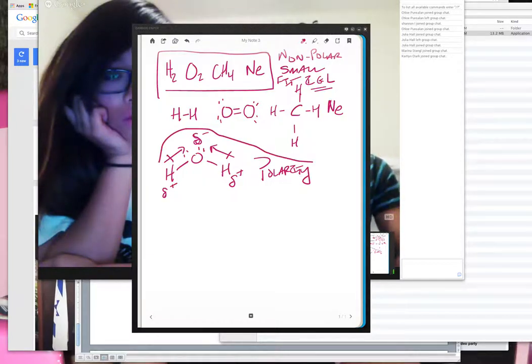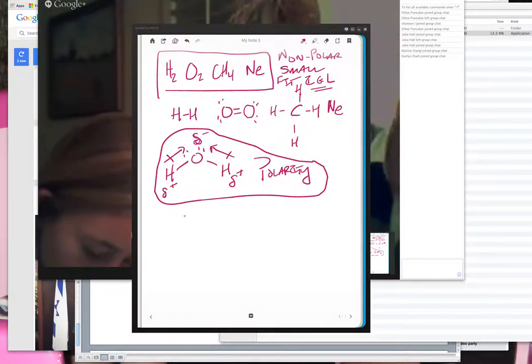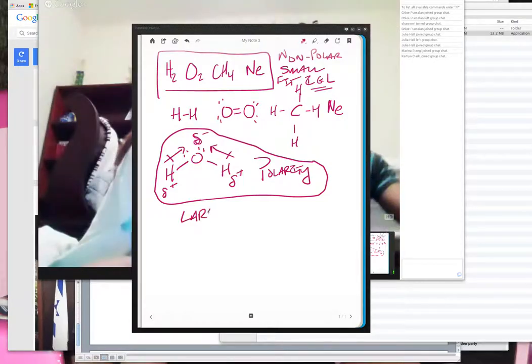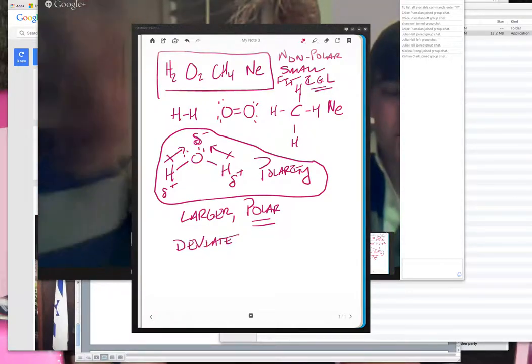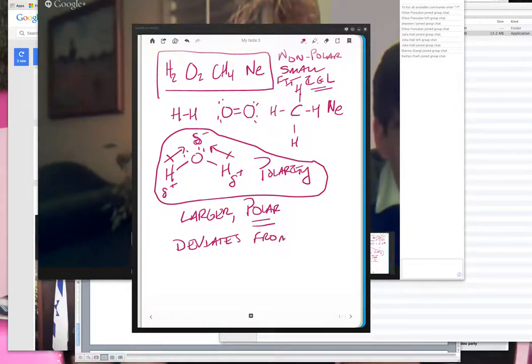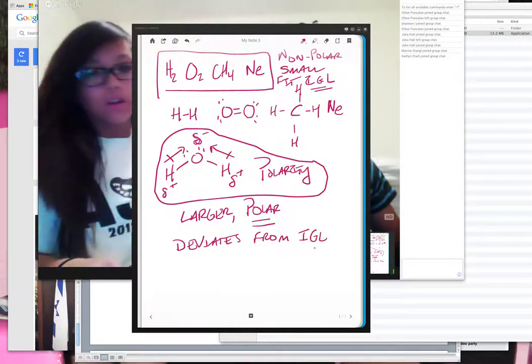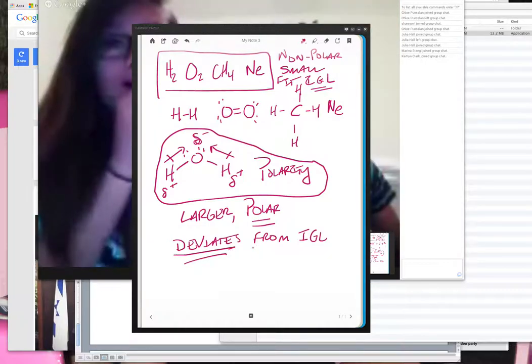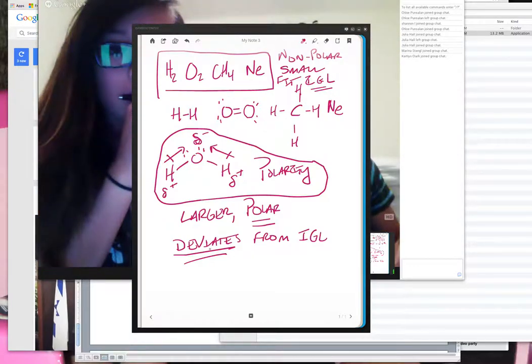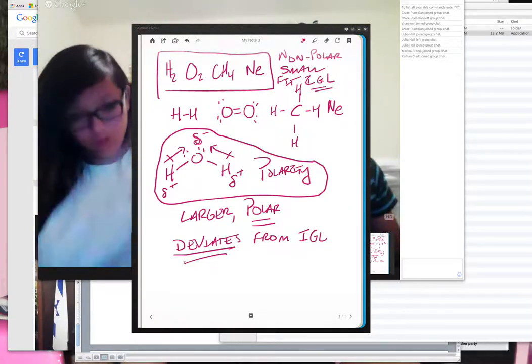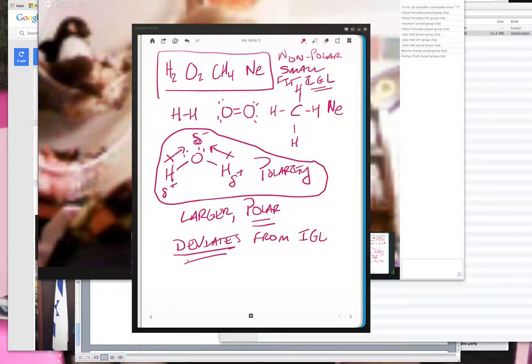But this one right here, okay, this one is not that much larger than some of them, but let's say it's larger, it's polar, that's the main thing. Okay, and this one deviates from the ideal gas law. Okay, so that's the most important part about that. So that could show up on multiple choice or free response in the test. Does that make sense? Does that answer your question?